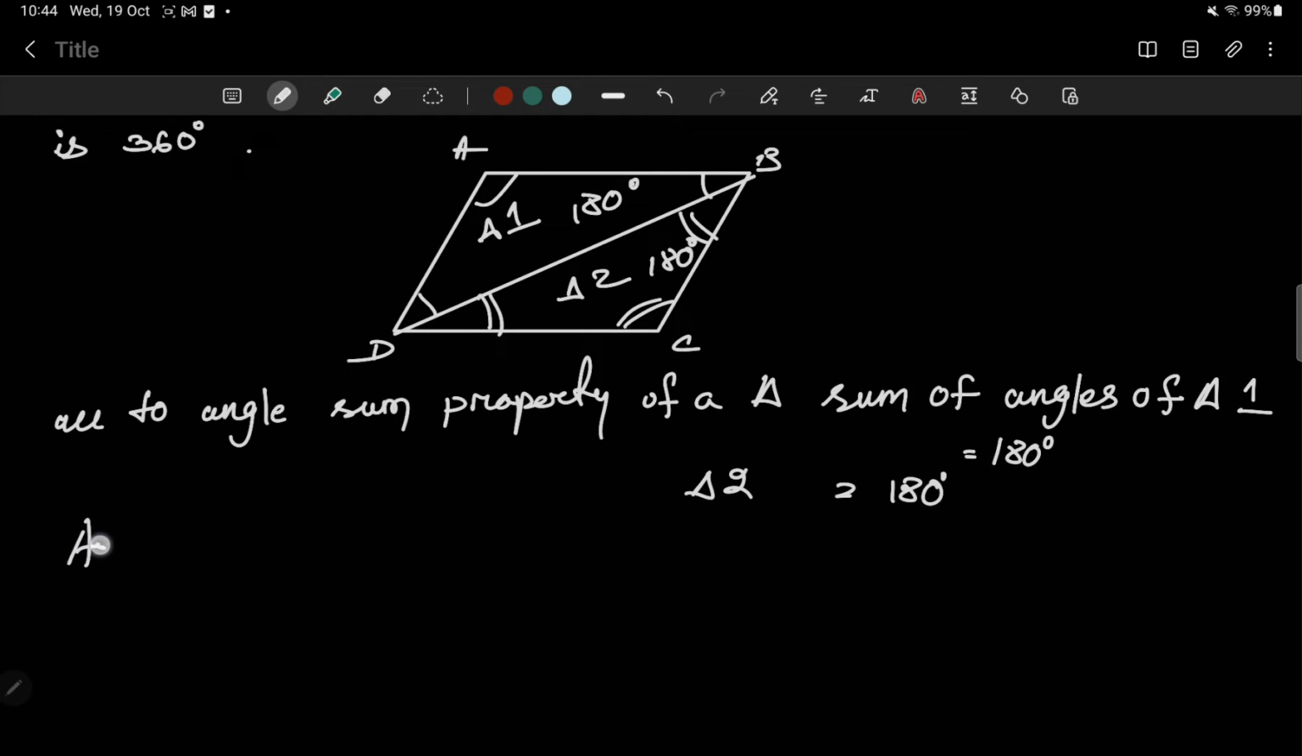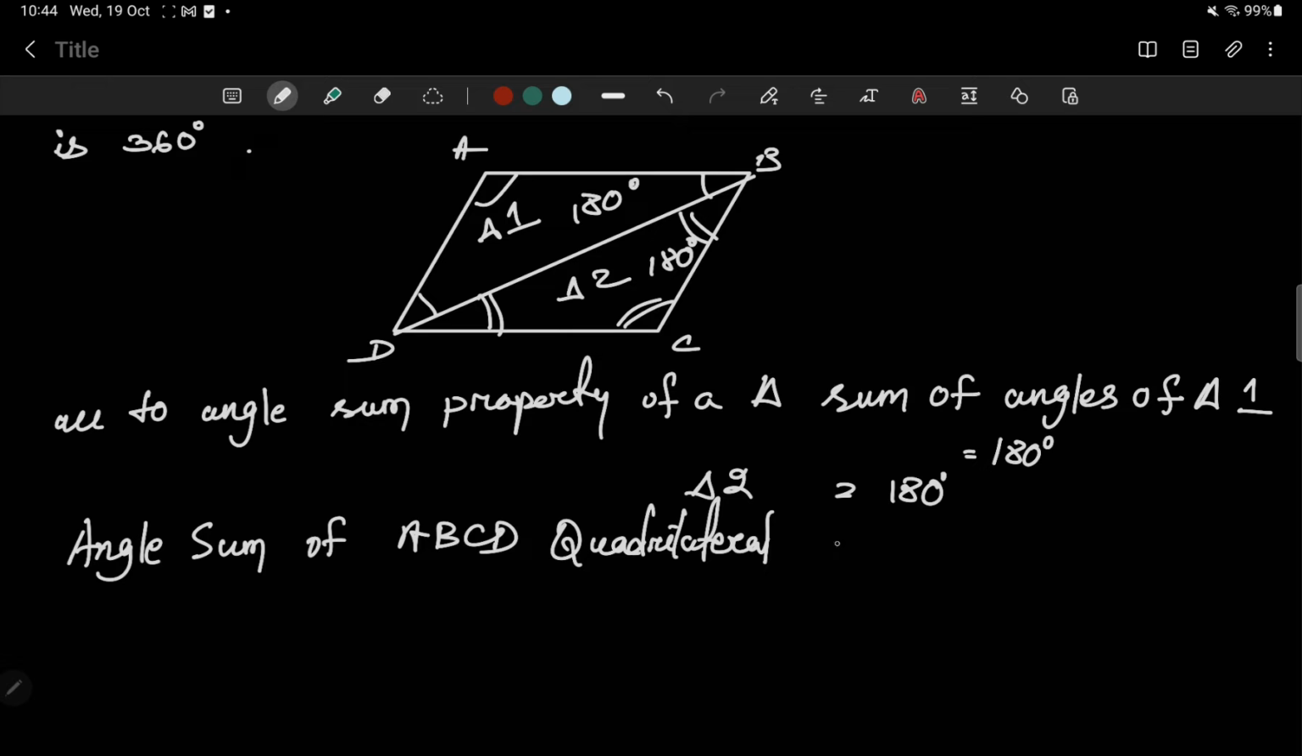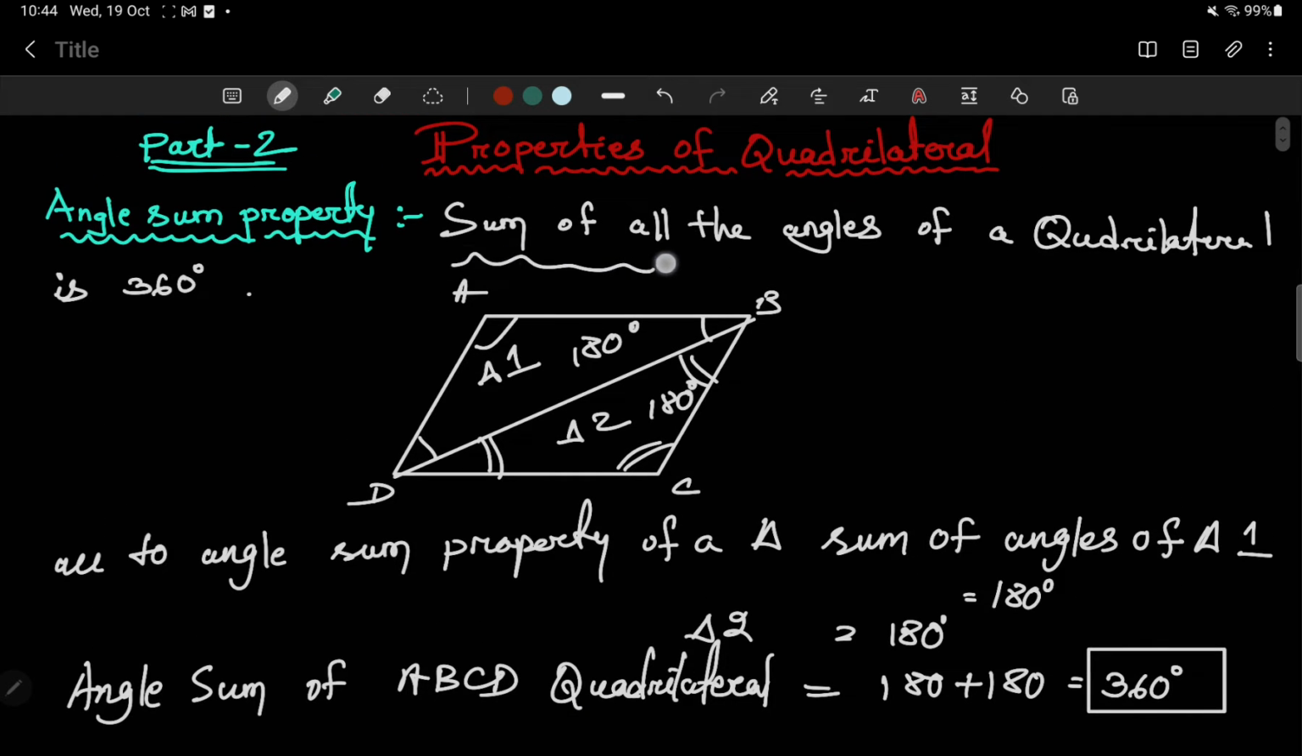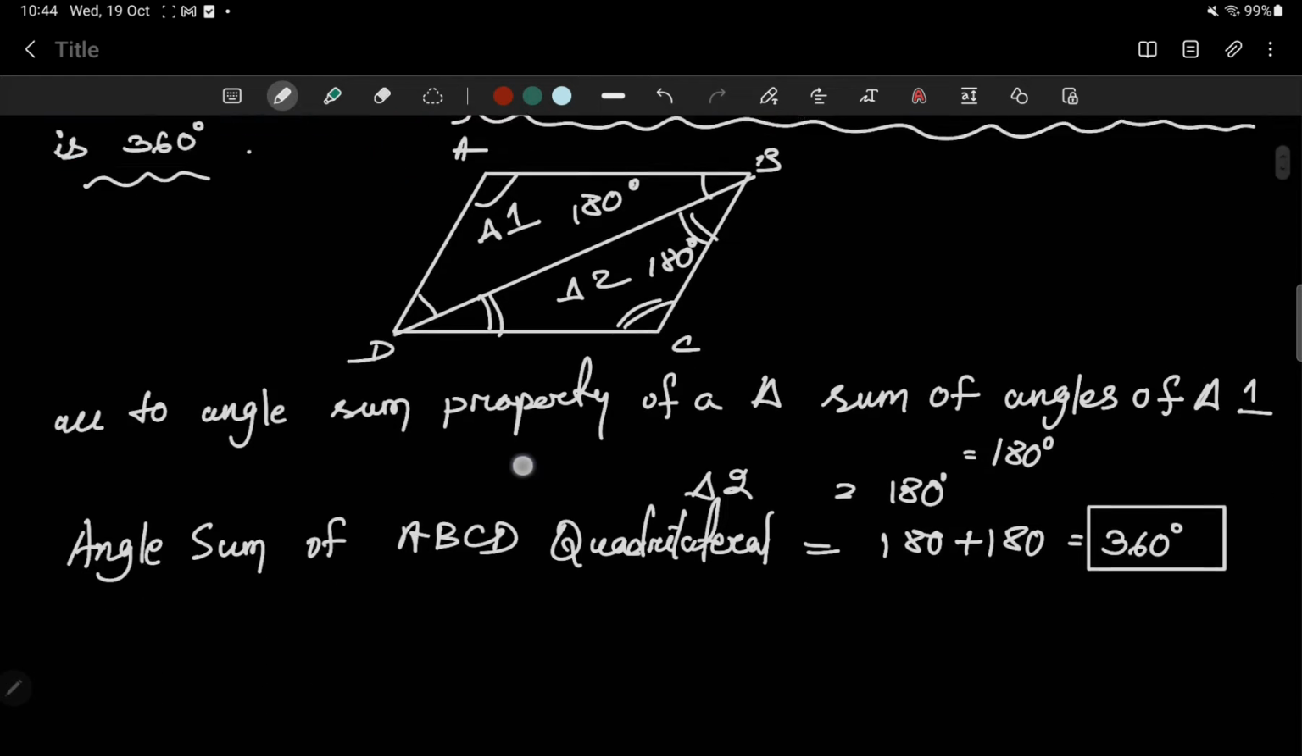So the angle sum of quadrilateral ABCD is equal to 180 plus 180, which is equal to 360 degree. So this one you just have to remember. 360 degree. This is one point that you need to remember about properties of quadrilateral. First one, angle sum property.